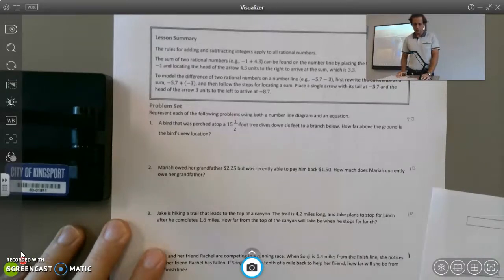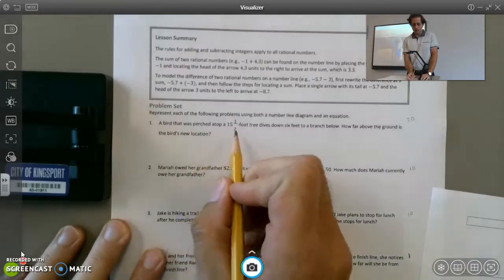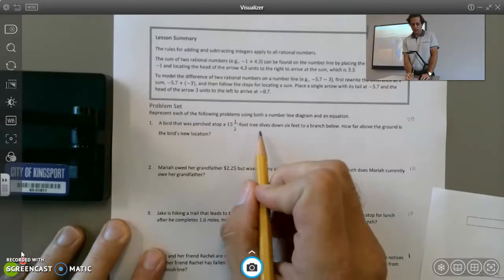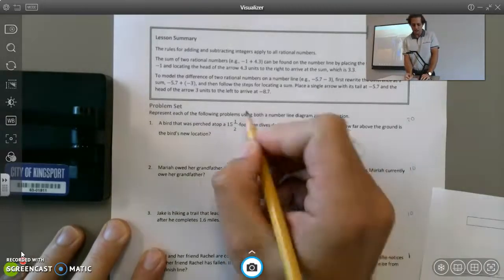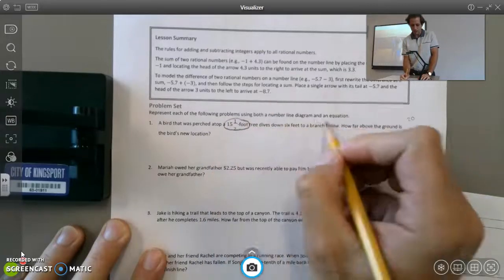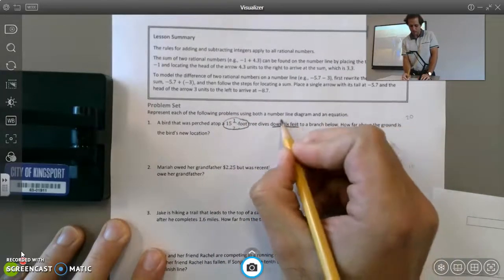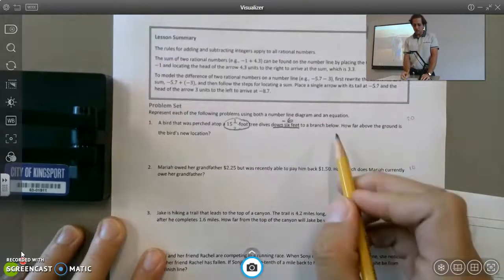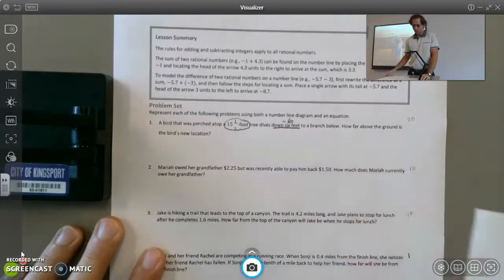Question number one here is about a bird that was perched 15.5 feet in a tree and dives down 6 feet. So let's go ahead and identify our integer or our rational numbers here. That's going to be positive, and that's going to be down 6 feet. That's going to be a -6. How far above the ground is the bird's new location?